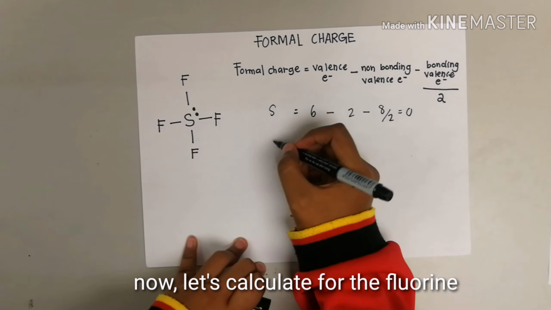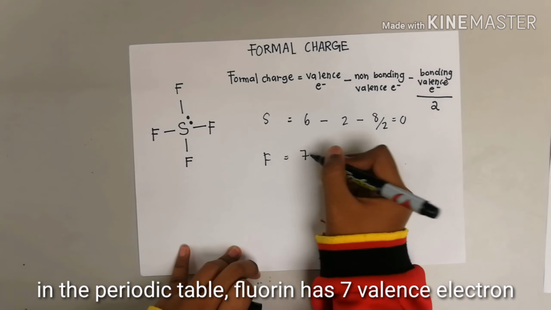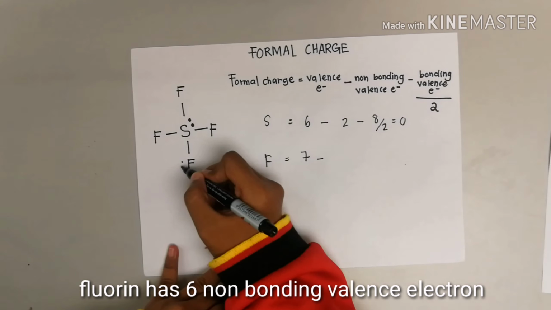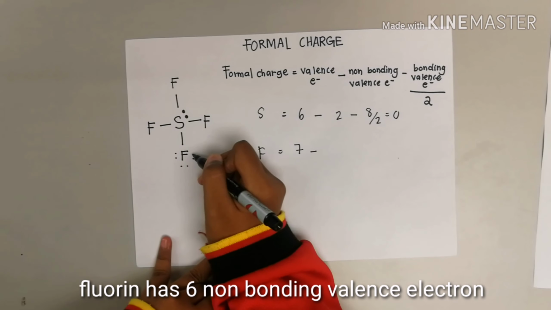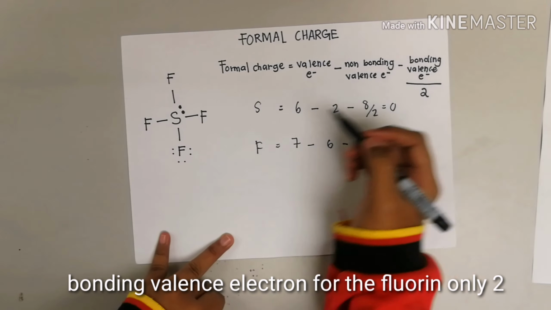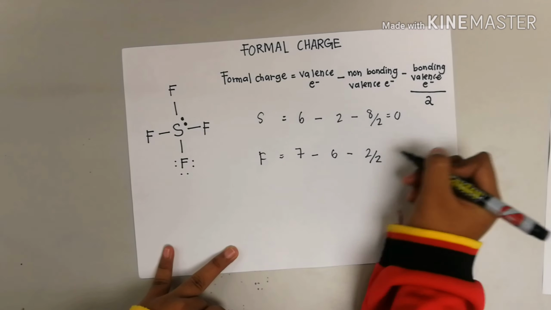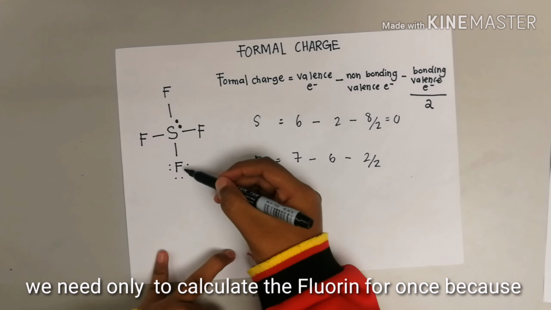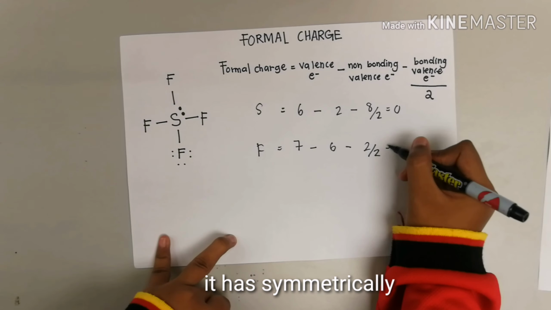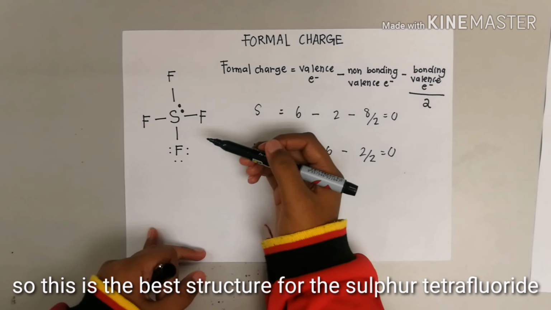Now let's calculate for the fluorine. In the periodic table, fluorine has 7 valence electrons. Fluorine has 6 non-bonding valence electrons, minus bonding electrons for the F, only 2. We need only to calculate fluorine once because it is symmetrical, so it's equal to 0. So this is the best structure for sulfur tetrafluoride.